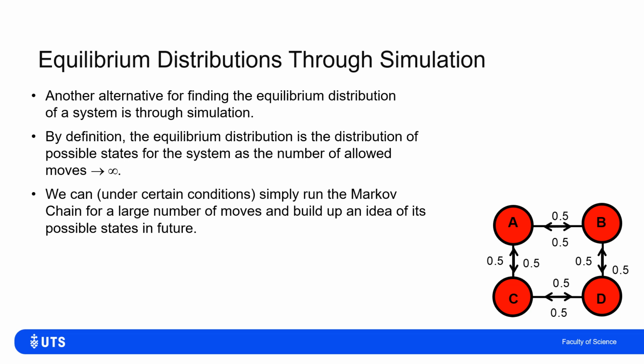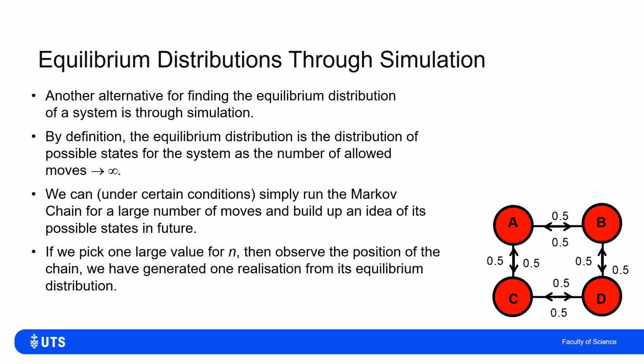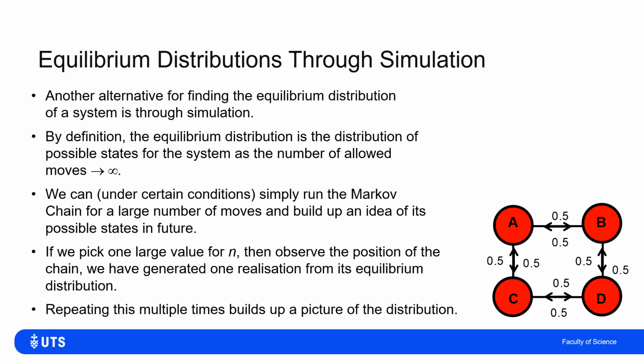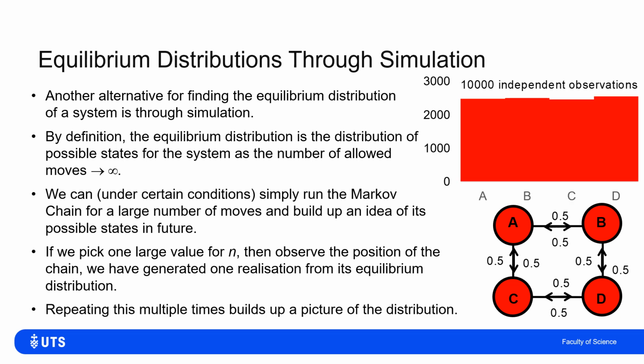So when I do that for this one, I'm going to pick a large value of n in the future, and then restart it, pick a large value of n in the future, repeat, repeat, repeat. And what I got was that. And when I did this, perhaps unsurprisingly, I got a quarter of the time in each state, give or take a little bit of noise.